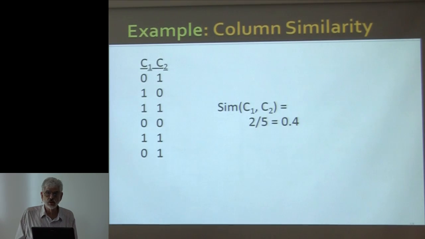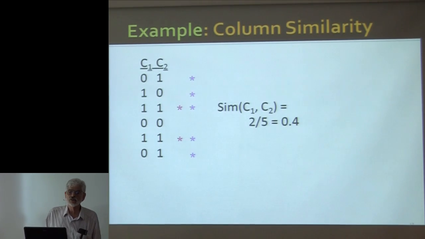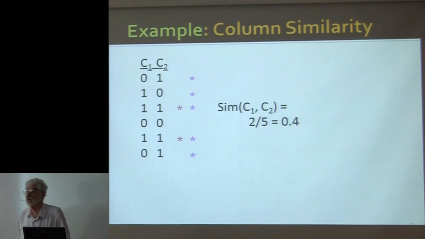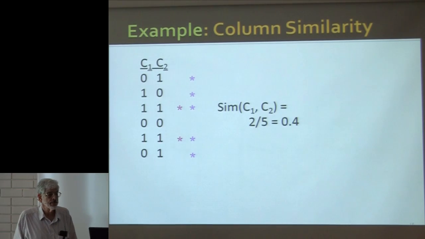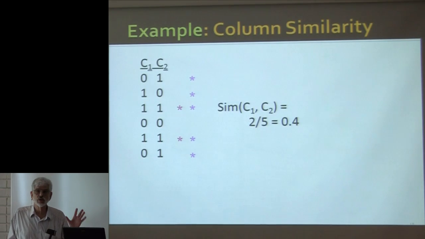Okay, so here's a picture of two columns representing sets. And I claim that their Jaccard similarity is 2/5, so 0.4, because here's their intersection, and that's their union, right? Everybody say the intersection is where you get two 1s. The union is where you get 1 or 2 1s. Everybody okay with that?